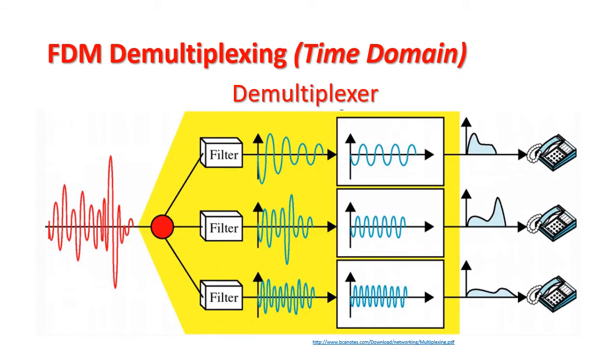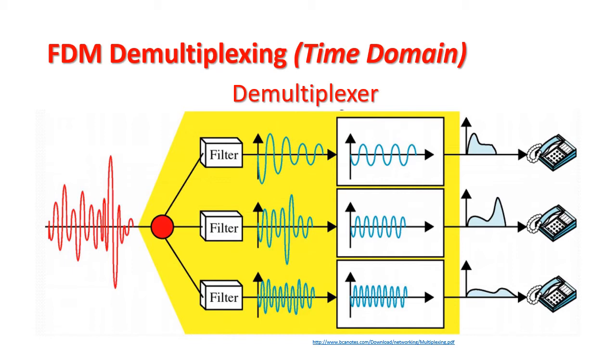This is FDM in the demultiplexer side. As you can see, the input of the demultiplexer is the output of our multiplexer. The demultiplexer basically separates the signal via the filter, which is tuned to only allow certain frequencies to pass through.